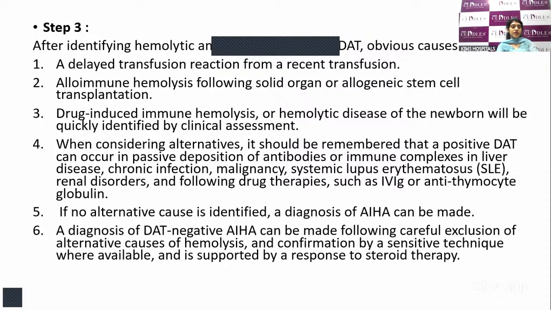If no alternative cause is identified, a diagnosis of AIHA can be made. A diagnosis of DAT negative AIHA can be made following careful exclusion of alternative causes of hemolysis and confirmation by a sensitive technique where available, and is also supported by response to steroid therapy. Sometimes, especially in India in low income settings, when you don't have the resources to run all these tests, once you have a high clinical suspicion and you start steroids and the patient starts responding, a number of differential diagnoses are excluded, and then you land on the main diagnosis.